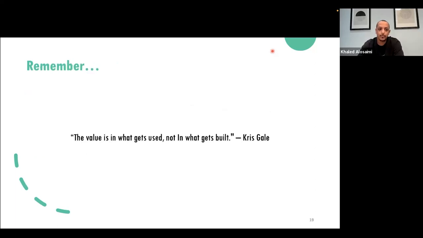So always remember, the value is in what gets used, not in what gets built. Keep it always in your mind. MVP, at the end of the day, is a concept that you can implement, but it's not the only thing that you should focus on, and it's not the only way of testing or creating products, because more recently we're starting to see it as a trend, as a must. Our part is to educate the stakeholders that we work with. Our part is to take the right decision and choose the right way of testing your hypothesis.